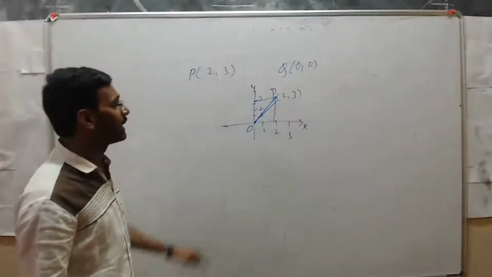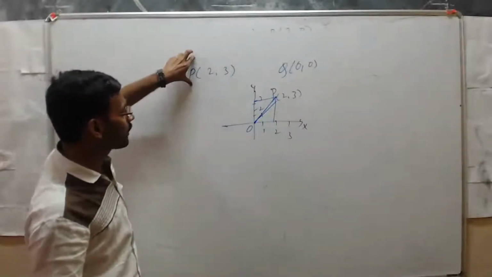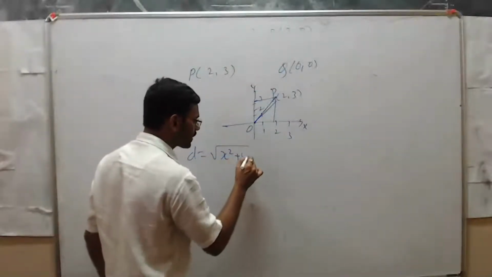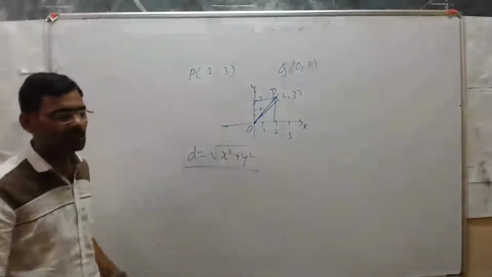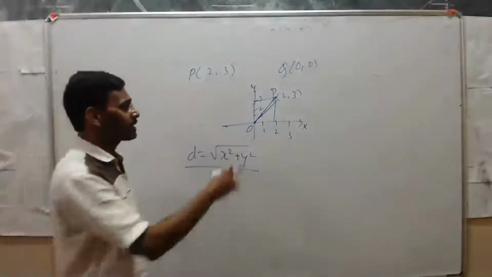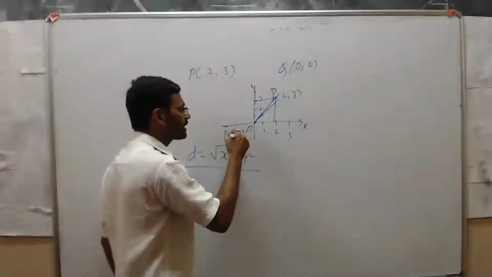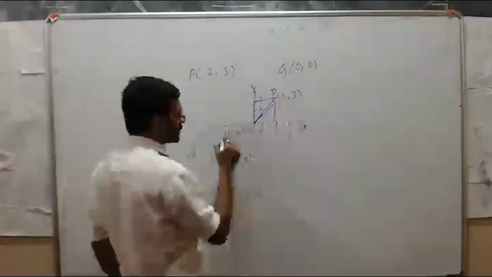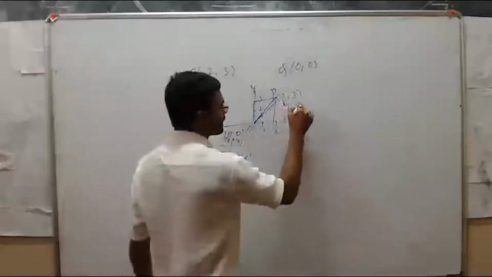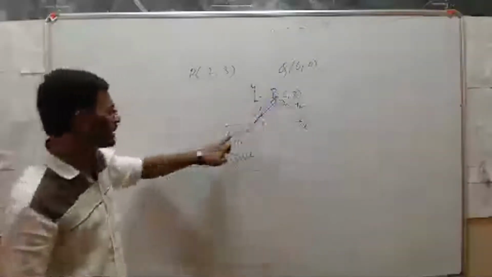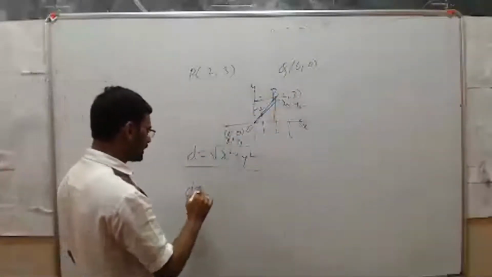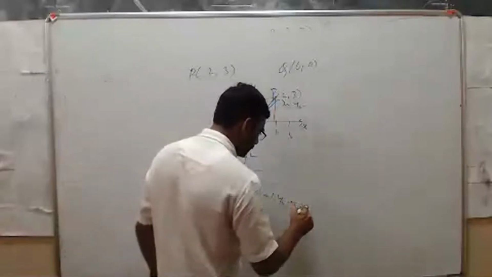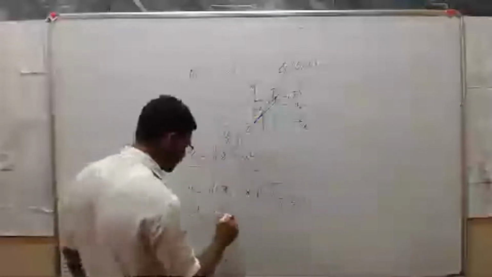The distance between a point and the origin: the distance formula is converted into root of x square plus y square. Yes, because the coordinates of the origin are always 0, 0. It is considered as x1, y1, and 2, 3 is considered as x2, y2. Therefore D is equal to the distance formula, root of x2 minus x1 whole square plus y2 minus y1 whole square. Therefore, D is equal to root.